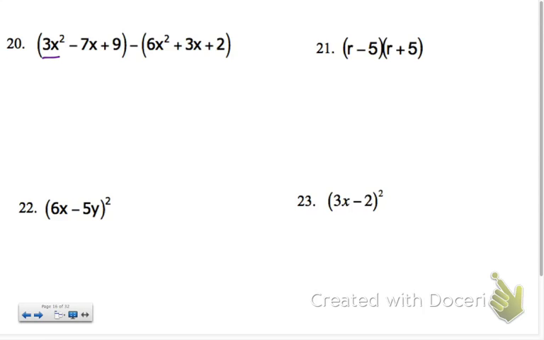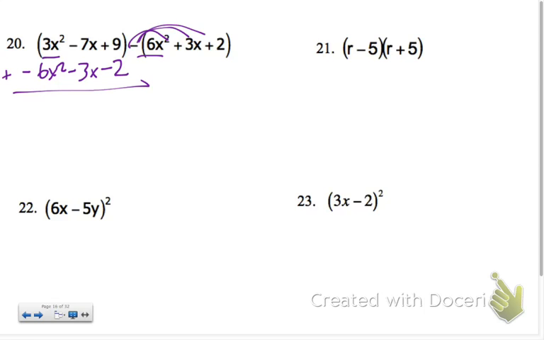So our like terms are the x's. Now, since this is a minus here, I really need to distribute that to everything. So what I like to do is rewrite them just right underneath the like term. So minus 6x squared, and this gets to everything. So minus 3x and a minus 2 there.